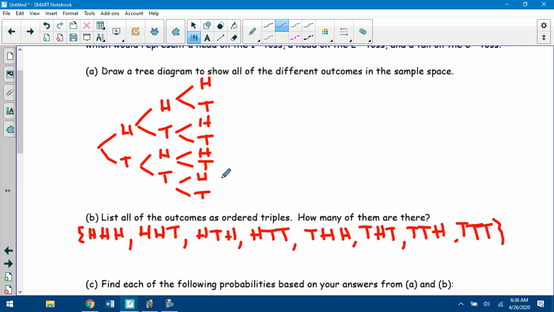So that's helpful. That's why tree diagrams are helpful, because you can visualize all the possible ways you could get to your end results. And here you can figure out how many end results there are. 1, 2, 3, 4, 5, 6, 7, 8. There's 8 outcomes.